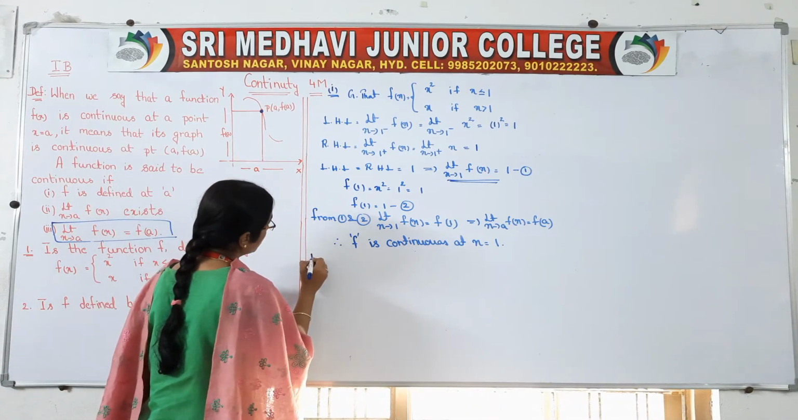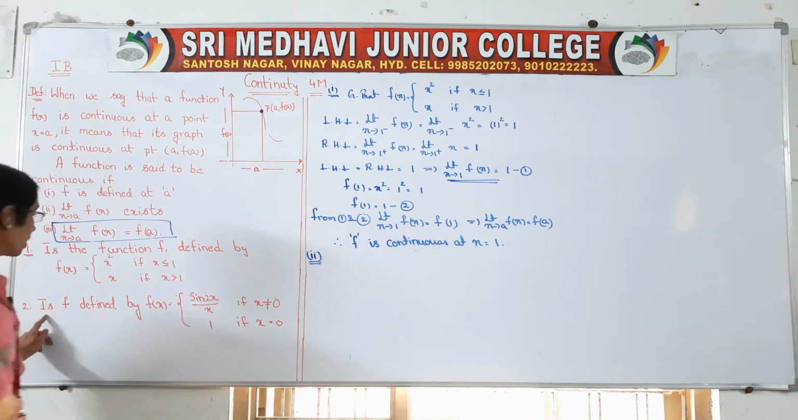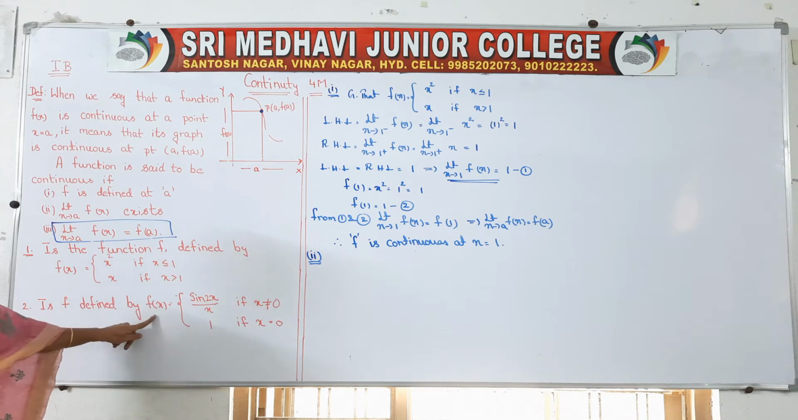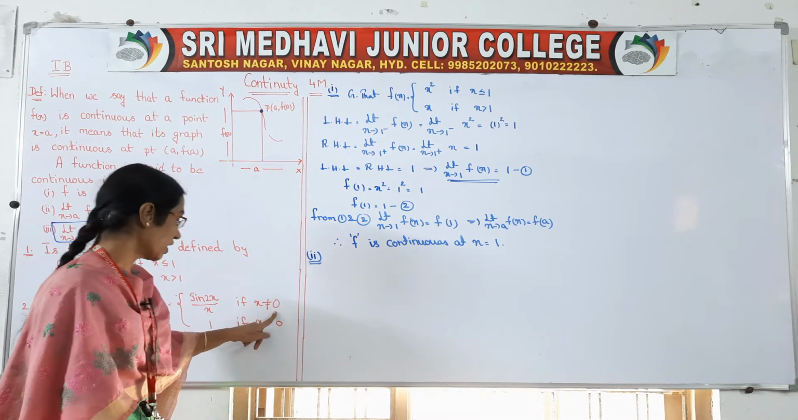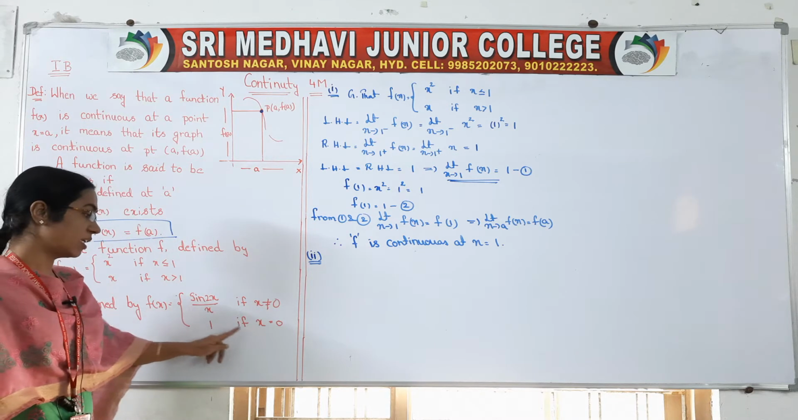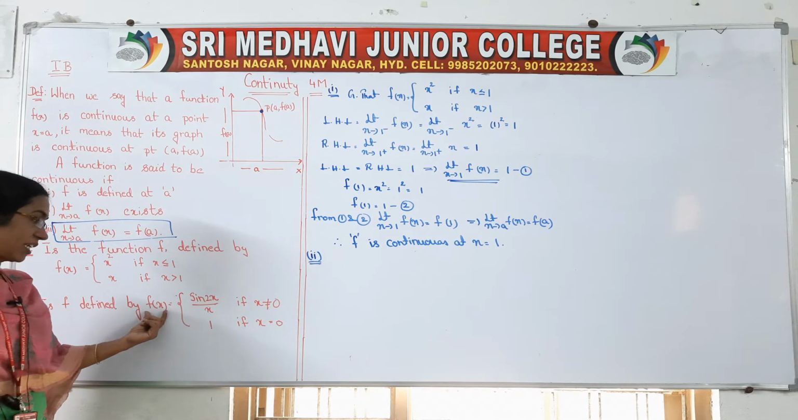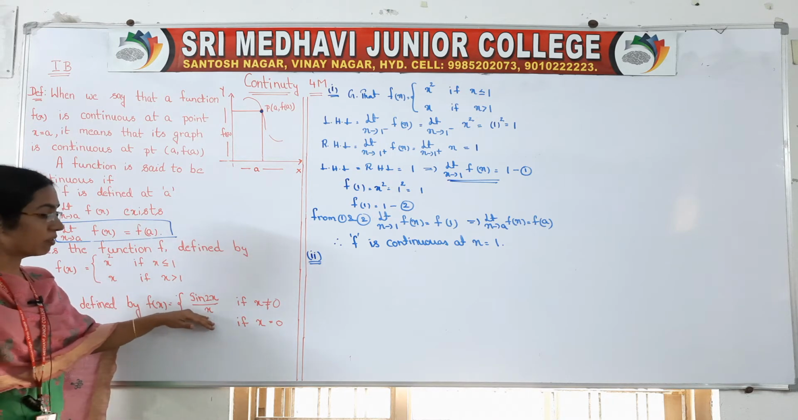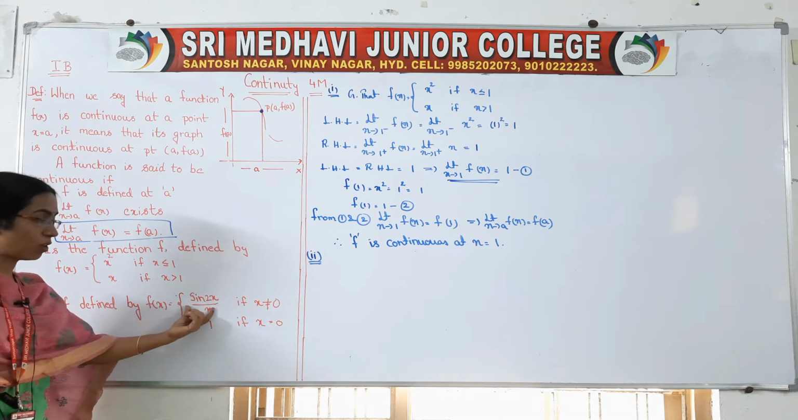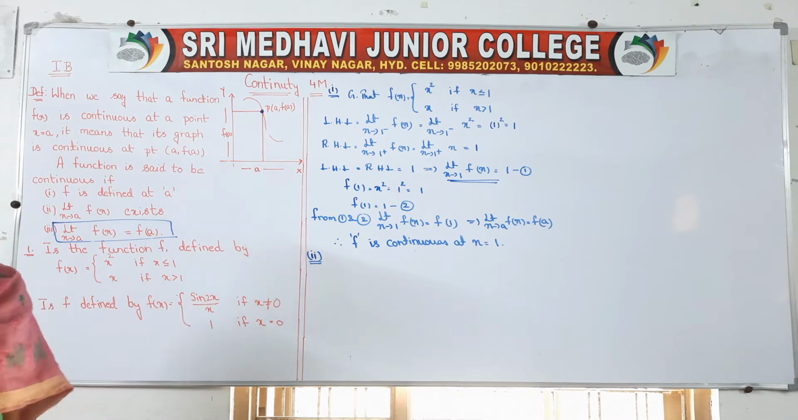Okay, so now come to the second question. What is your second question? If f is defined by f of x is equal to sine 2x by x if x is not equal to 0, and 1 if x is equal to 0, is it continuous at 0 or not? So the function is defined like this. If x is not equal to 0, this is the function. And if x is equal to 0, the function is defined with this value.